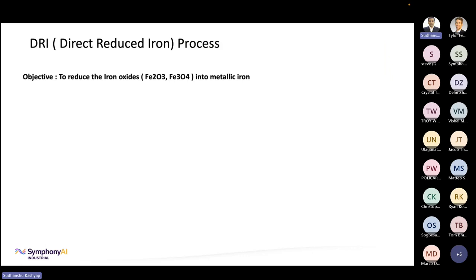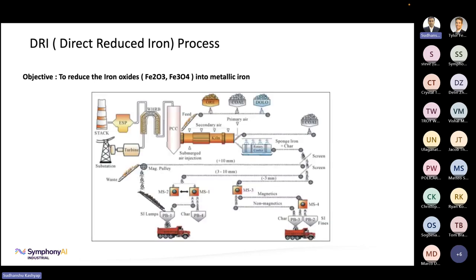So, the direct reduced iron process, as the name says, involves reducing iron oxide into metallic iron, and that's the sole objective of the DRI process. Here is a very high level schematic of the DRI process, and at the center, what you see is the kiln, which is the heart of this whole process.